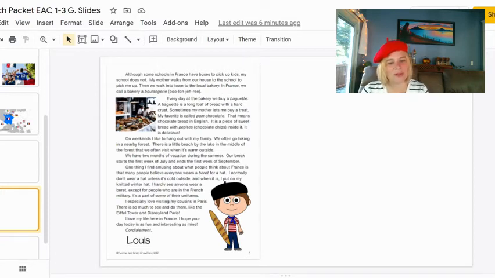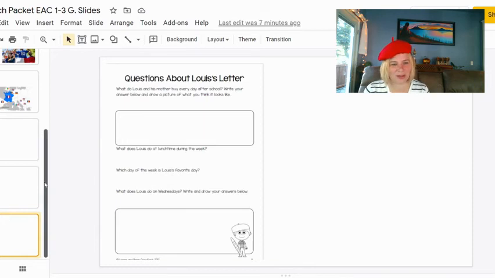One thing I find amusing about what people think about France is that many people believe everyone wears a beret for a hat. I normally don't wear a hat unless it's cold outside, and when it is, I put on my knitted winter hat. I hardly see anyone wear a beret, except for people who are in the French military. It's part of some of their uniforms.